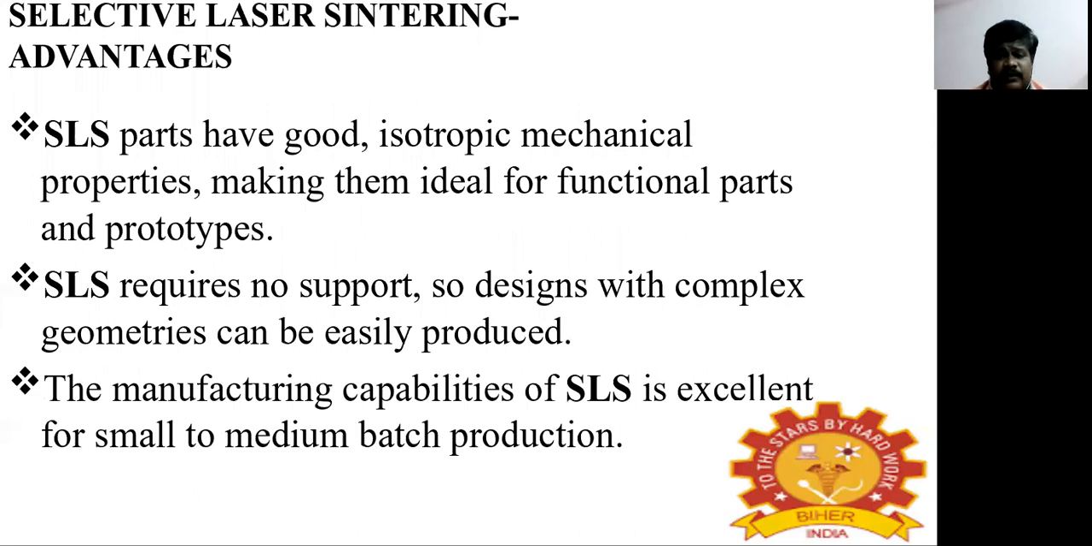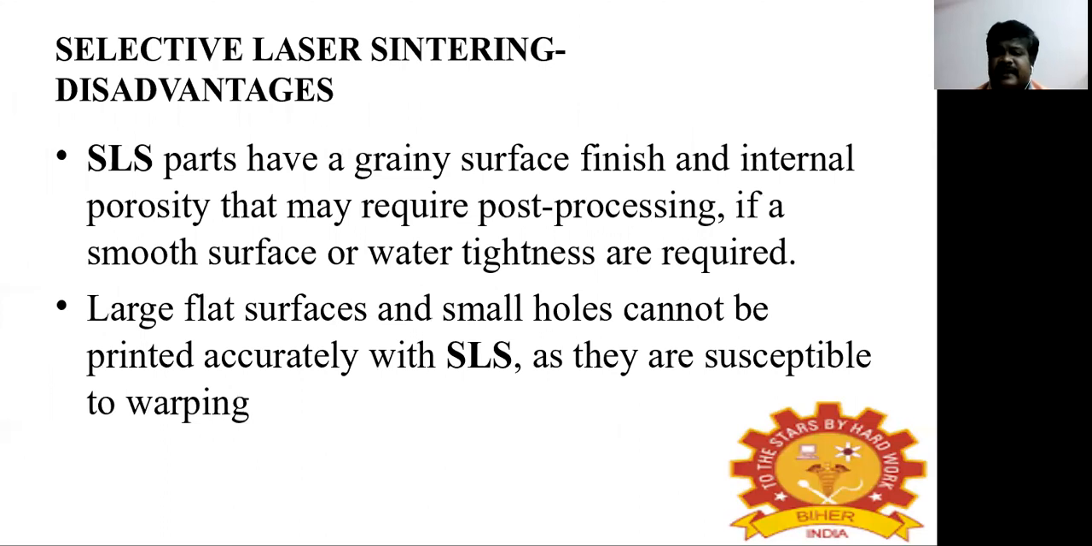Advantages: it has good isotropic mechanical properties. We can make functional parts. It does not require support. Complex geometries we can make. SLS is excellent for small and medium batch production. Disadvantages: a grainy surface finish and internal porosity, so it always requires post-processing. That is highly important, post-processing, for the smooth surface, and water tightness is also required. Large flat surfaces and small holes we cannot print accurately with SLS, and it can also be susceptible to warping. Thank you.